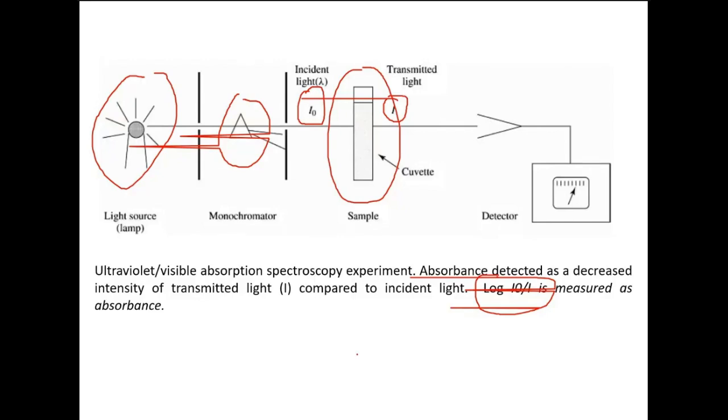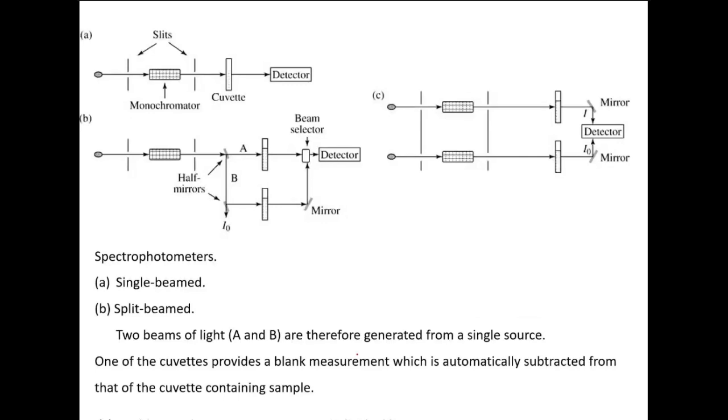That can be easily quantified. Everything depends on the Beer-Lambert law, log I naught by I. That is what we are exactly calculating. There are three different types of UV visible spectrophotometers.